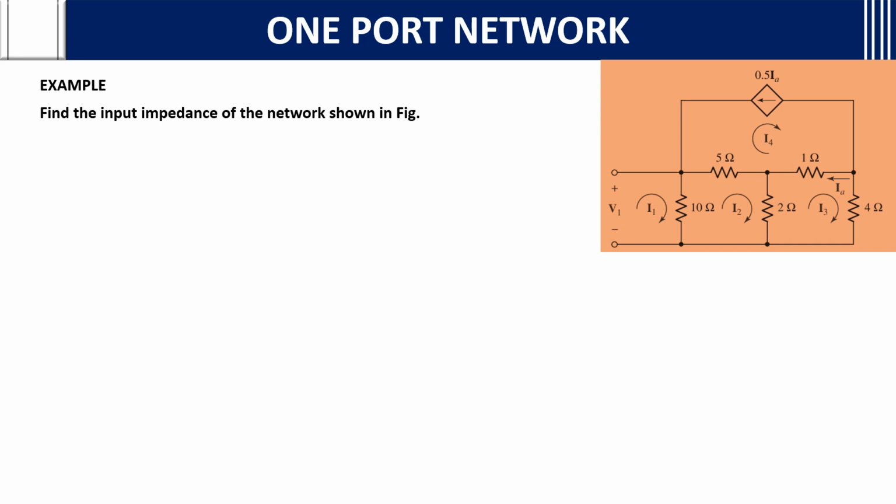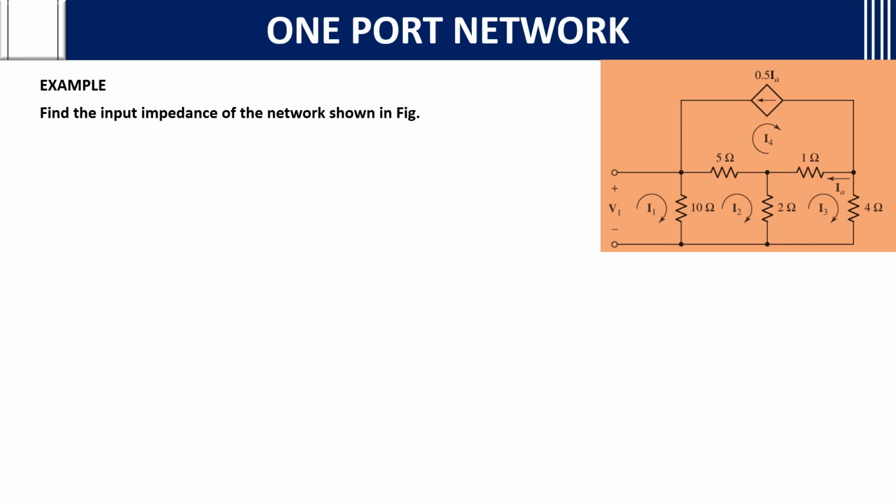The one port network is what? It has only one port. So it is showing only one port with the network. So for those, you need to know star delta. If you have not known star delta or mesh analysis, KVL, KCL, please do watch my module 1 videos. They are available in the channel.